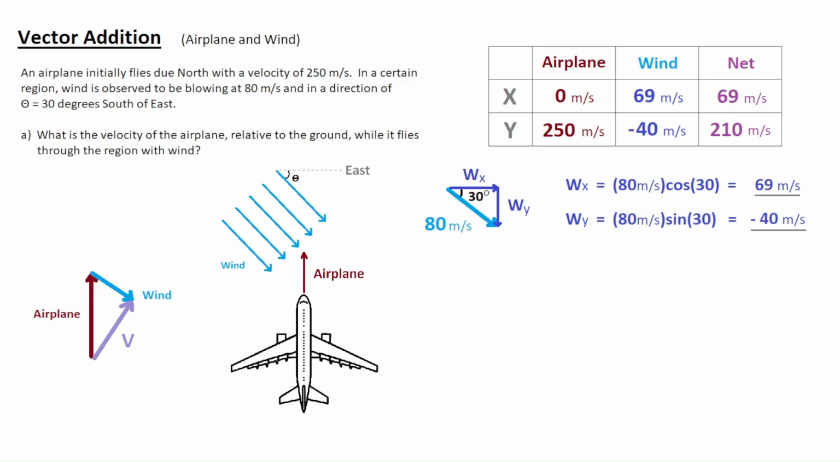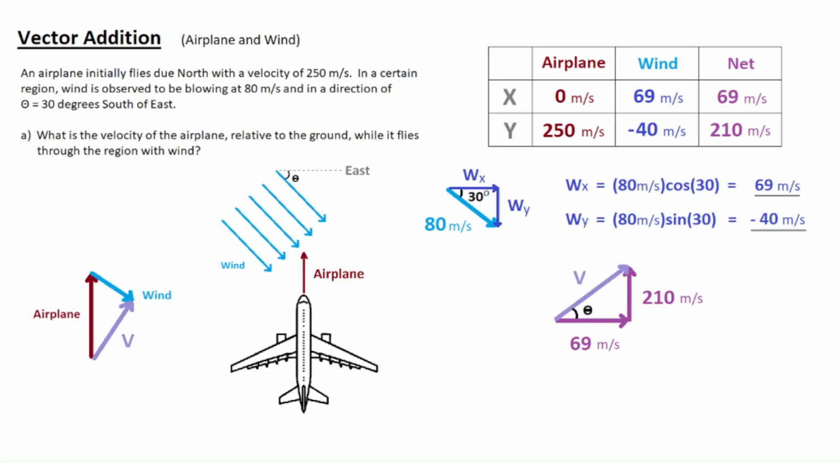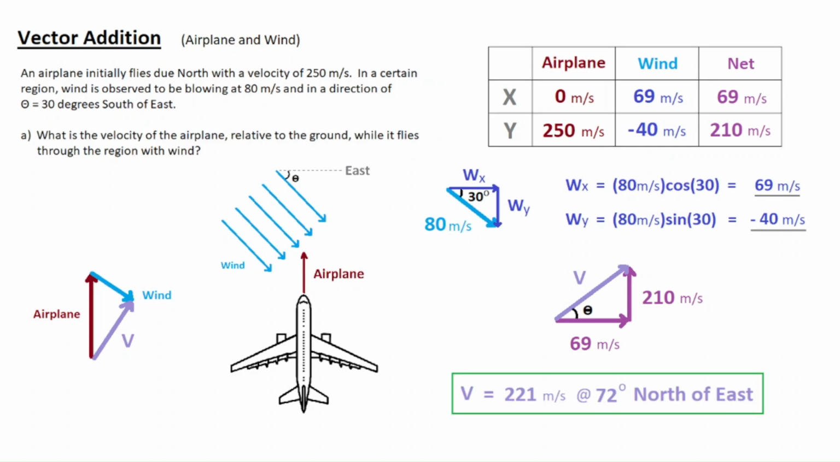So from here, we're just going to try to find the overall value of vector v. Starting with the components we've solved for, this vector has an amount of 69 to the right and 210 north. This is the vector I'm looking for, connecting the beginning to the end of my vector addition, and I should find the angle as well, so I can state this vector's exact direction. Doing the trig would produce the final answer. 221 meters per second is the magnitude, directed at an angle of 72 degrees north of east.